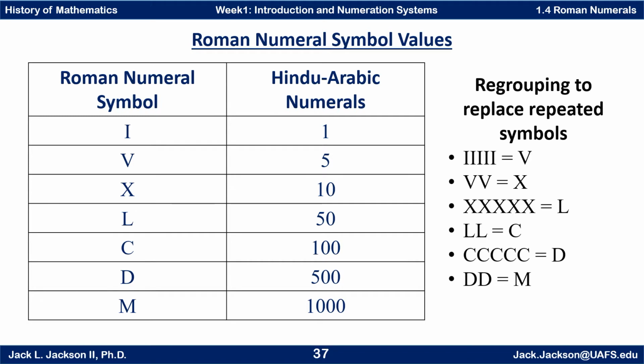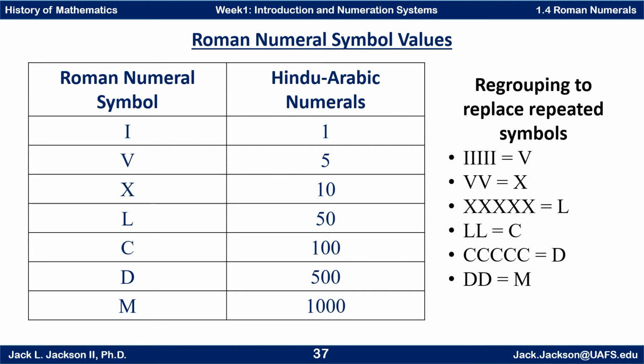Here are the 7 symbols, letters, used in representing Roman numerals. So these are actually numbers as well as letters. I represents 1 individual item. V represents a group of 5 individuals. X represents 10 individual items, or 2 groups of 5 combined. L represents 5 groups of 10, or 50 individuals. C represents the combination of 2 groups of 50, 2 L's. The grouping of 10 groups of 10, or a single group of 100 individuals.